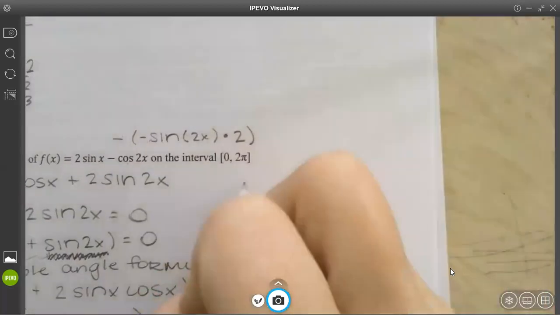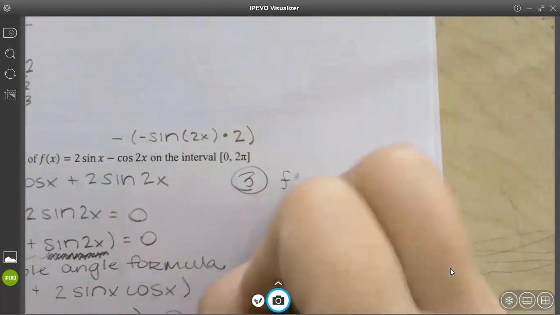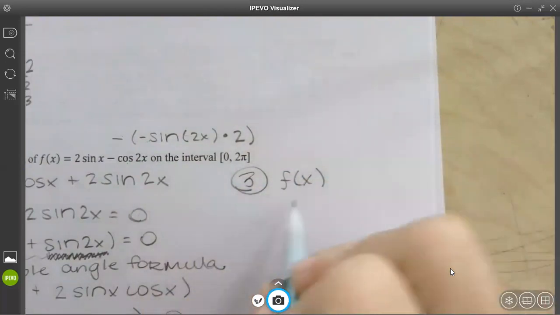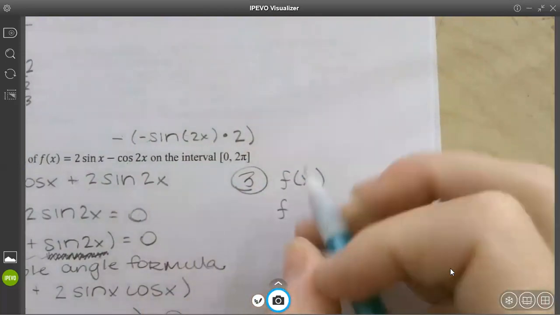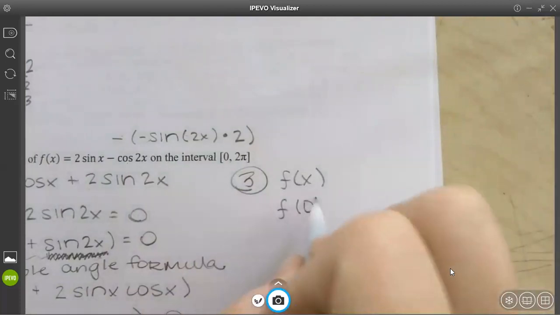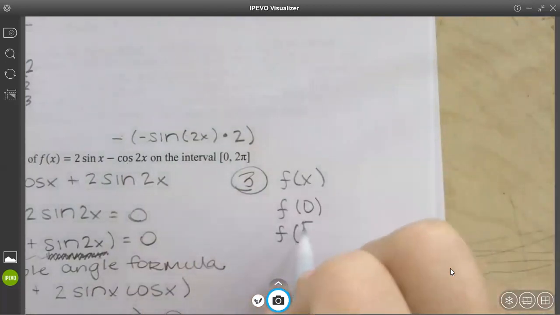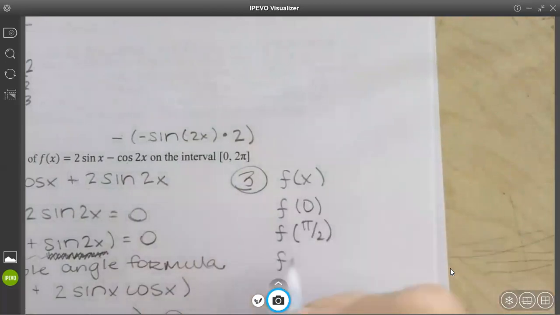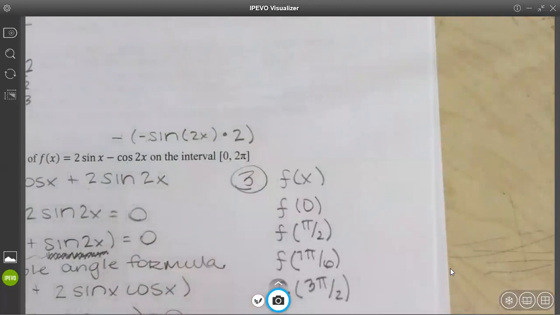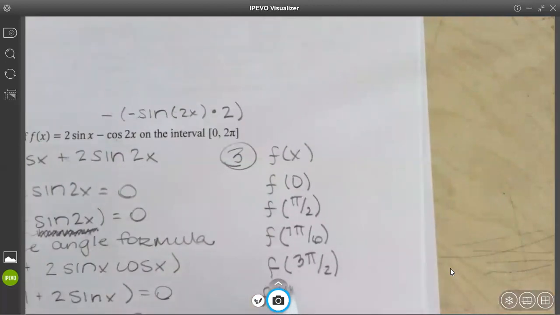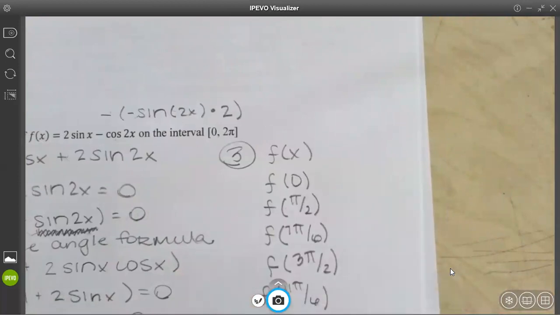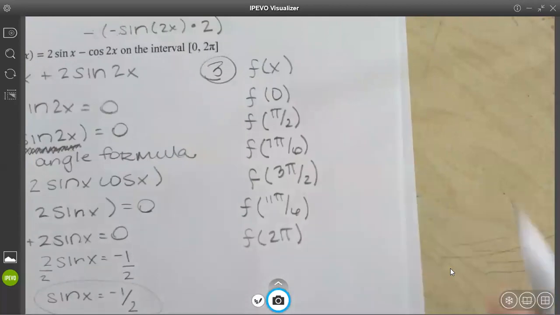Right. Part 3, you're going to use that f of x and your critical numbers. So 0, pi over 2, it doesn't matter what order you put them in. Again, I told you 7 pi over 6, 3 pi over 2, 11 pi over 6, and 2 pi. So this one had a lot.